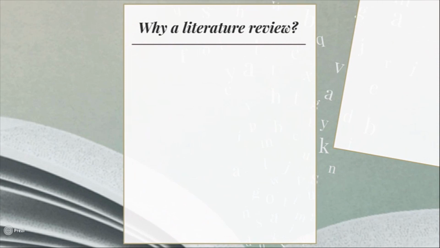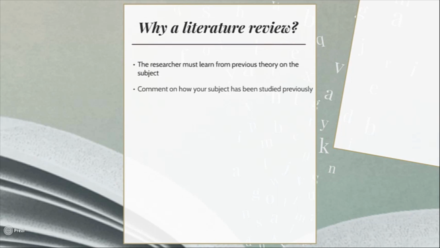First of all, let's talk about why one does a literature review in any kind of research. Well, first of all, the researcher must learn from previous theory on the subject. You must be able to comment on how your subject has been studied previously. Further to this, you also have to show that your work is adding to the understanding of the knowledge within the field. Already at honors levels, you should be able to tell how your study contributes and adds to, supplements the literature.